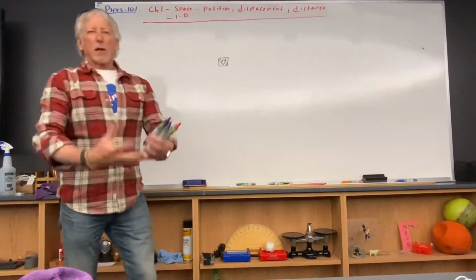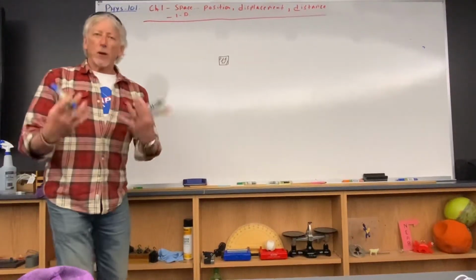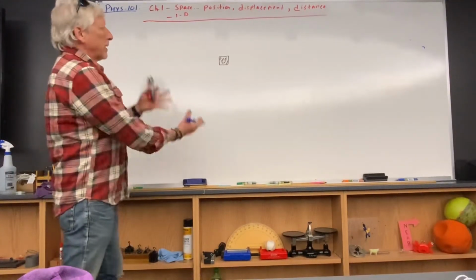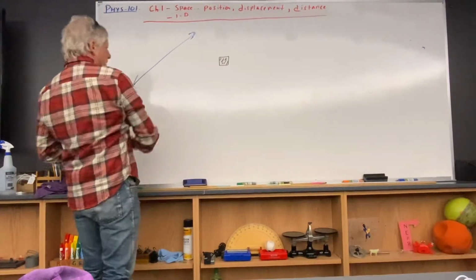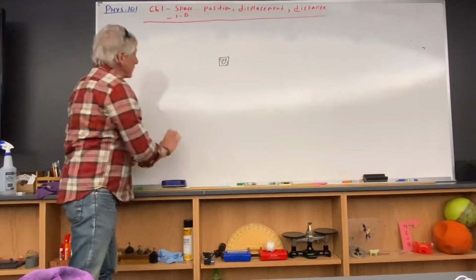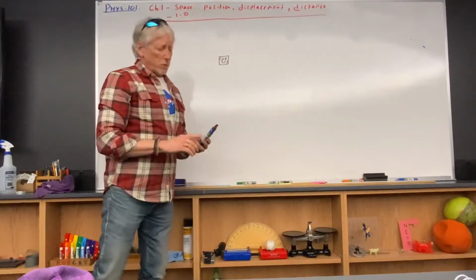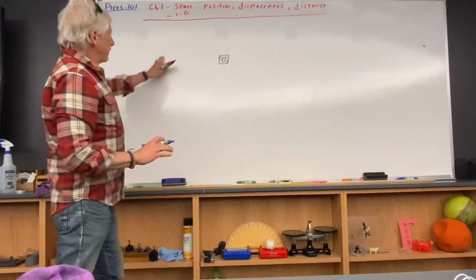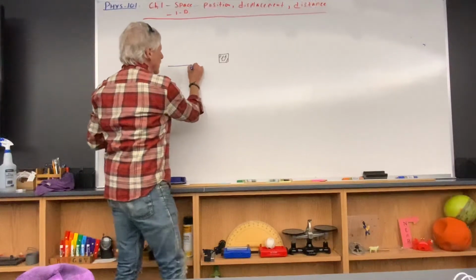But I need to talk about it mathematically. So I'm going to make up a coordinate system. I could make it up any way I want. I could make it up like this. I could make it like this. But I want to make it something useful. And for this case, I just want to go in one direction. And so I'm going to make a number line.